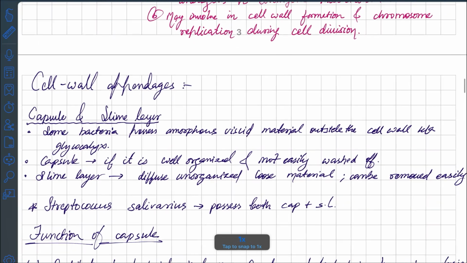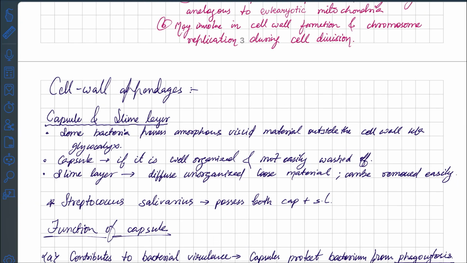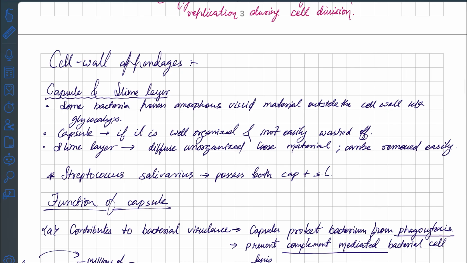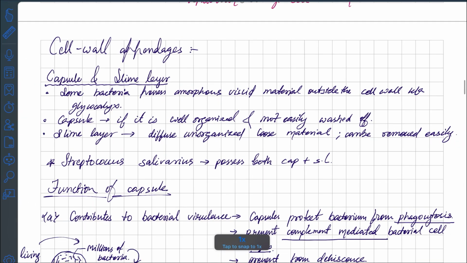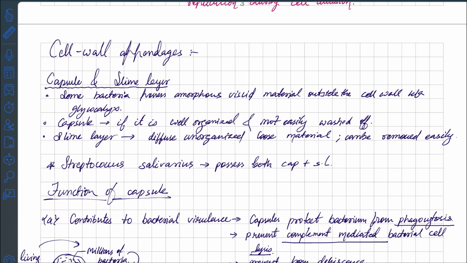Now that we are done with the cell wall and the mesosome, let's look into the cell wall appendages. In case of bacteria, there is a special layer present outside the cell wall which is known as glycocalyx. It is not present in all bacteria, but some bacteria possess amorphous viscid material outside the cell wall. It is known as glycocalyx.